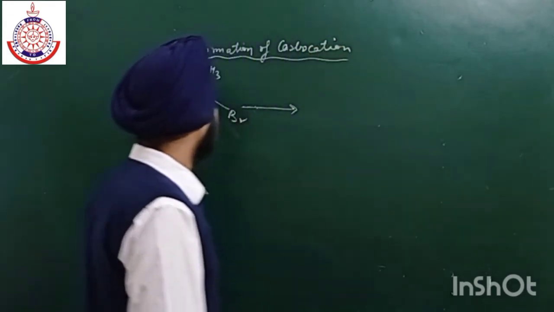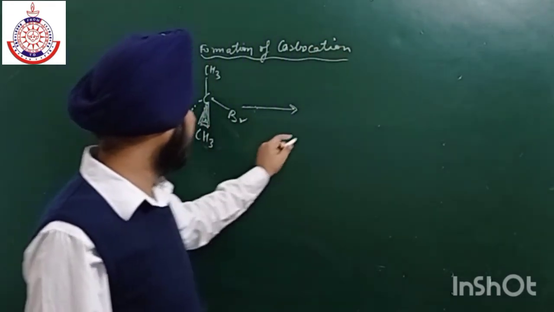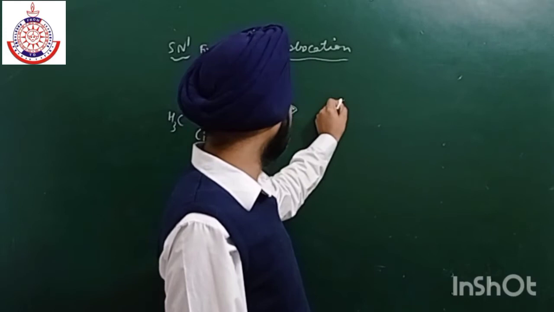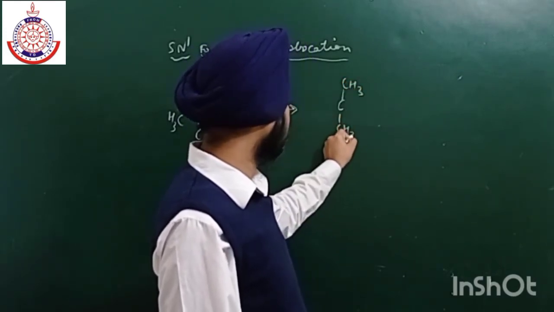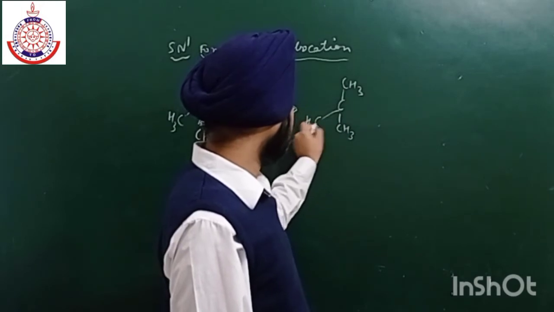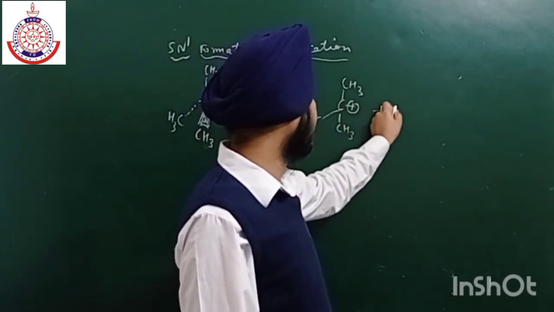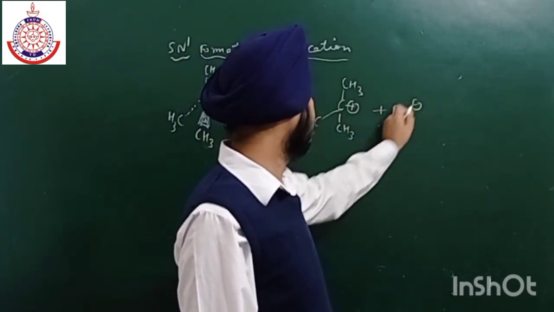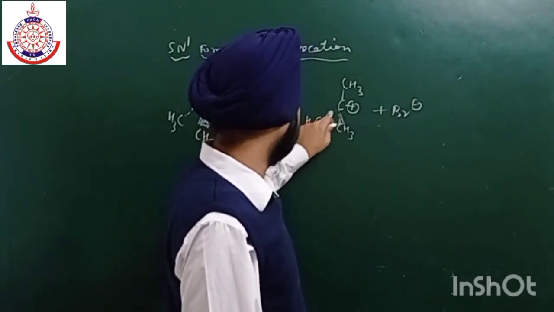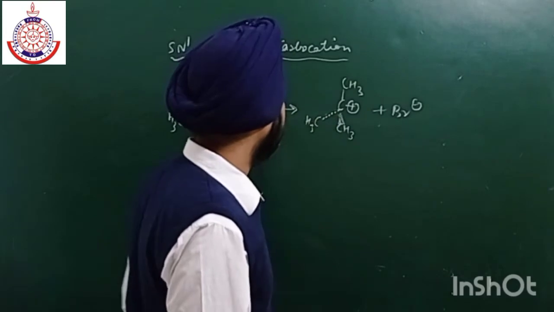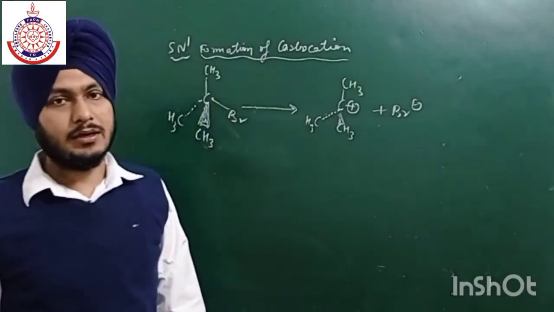So formation of carbocation, this Br leaves, and I'm writing it like this. Okay, positive charge plus Br. So this is on the back side, this is on the front side. So formation of carbocation takes place.